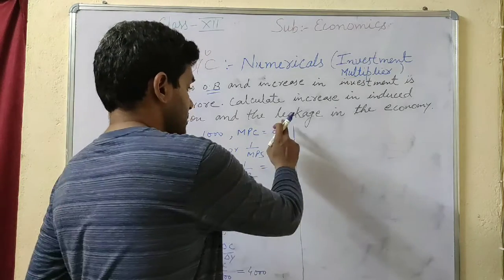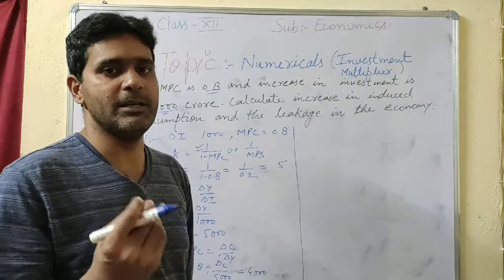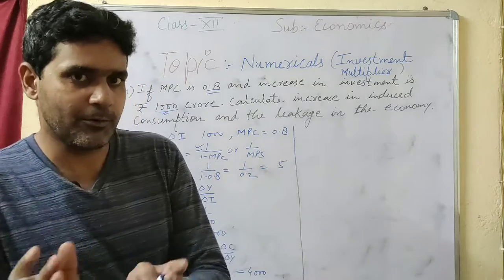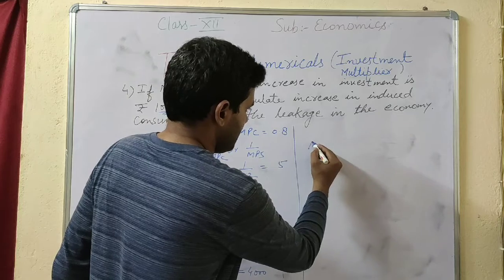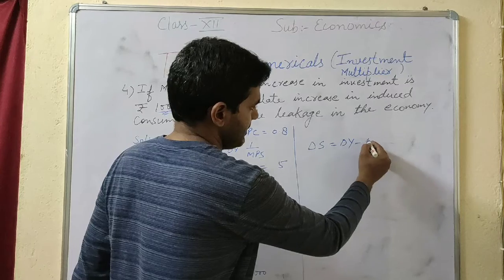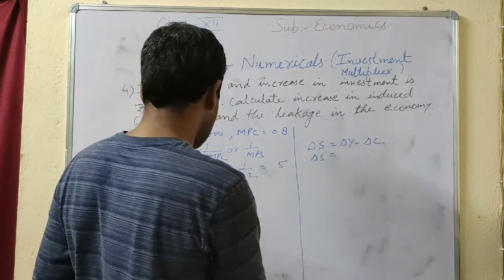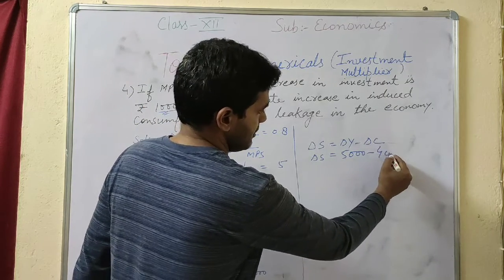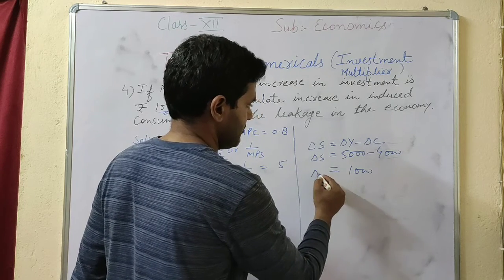Now we are going to find the leakage. What is the leakage? Savings are termed as leakage in the economy, because this is the amount which is out of the circulation now. So that is why it is known as leakage. We can calculate this like this. Delta S will be delta Y minus delta C. So delta Y is 5,000 and delta C is 4,000. So the value of delta S will be 1,000.